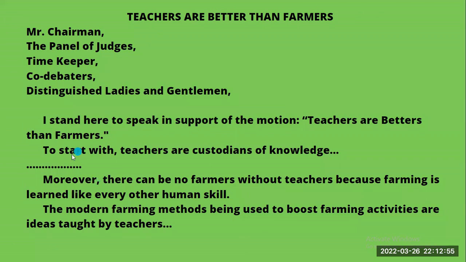And you can use the connectives. You can begin paragraph 2 by saying, to start with, teachers are custodians of knowledge. Then you explain what you mean by this and why this point justifies your position that teachers are better than farmers. You are saying here that teachers are the ones who teach the farmers how to farm.